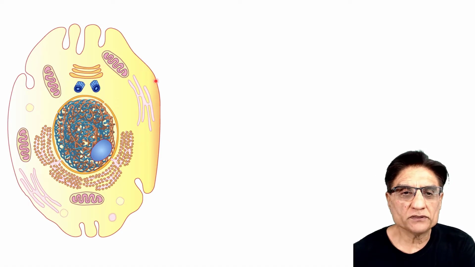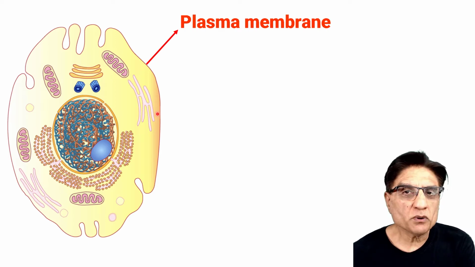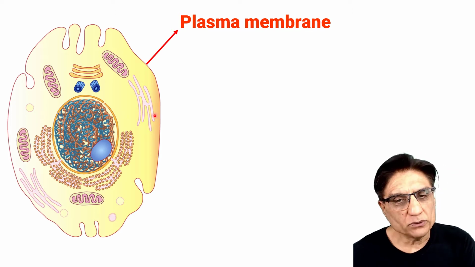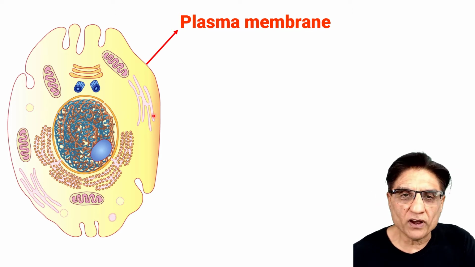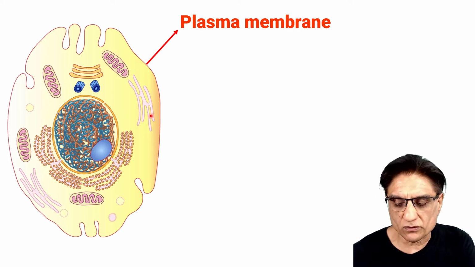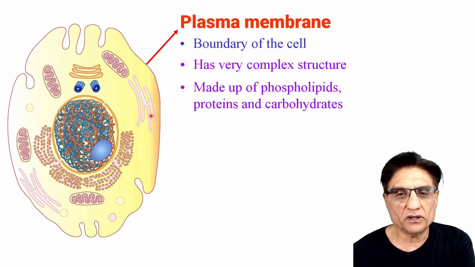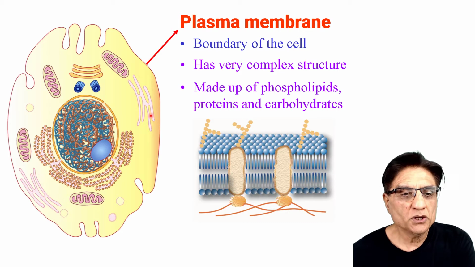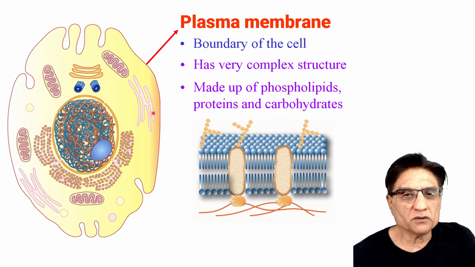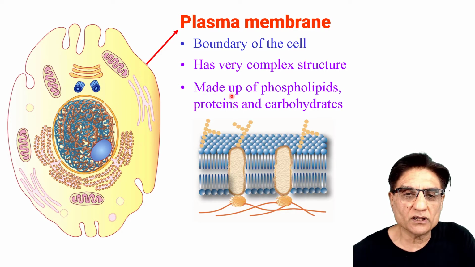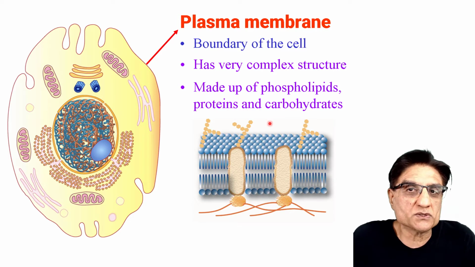The boundary of the cell is called the plasma membrane. The plasma membrane is very, very thin, and it's made up of proteins, carbohydrates, phospholipids, and cholesterol. It has a very complex structure. We need a totally separate video in order to understand this structure. But when it comes to the functions of the plasma membrane, it moves some of the material inside the cell and moves some of the materials outside the cell in order to maintain the homeostasis of the cell.